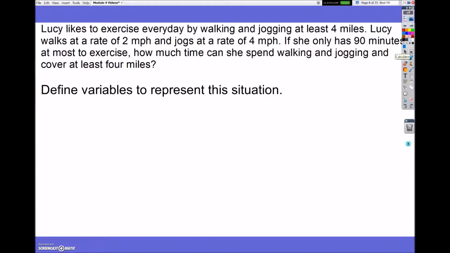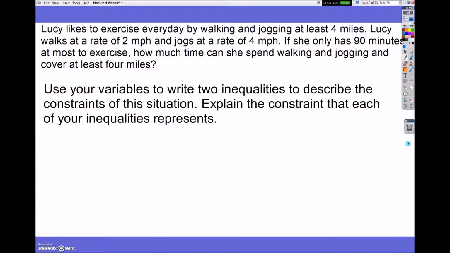So first thing, what we're going to do is define our variables. J is going to be jogging, and W is going to be walking. And then what we're going to do is we're going to figure out the next part. It says, use your variables to write two linear inequalities that describe the constraints of the situation. Explain the constraints that each of your inequalities represents.